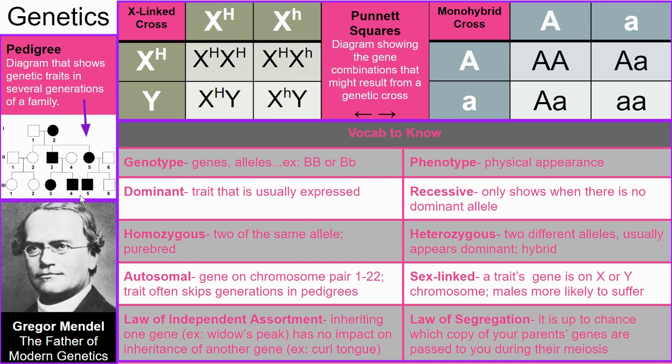It's a good way for people who are having a career in genetic counseling to be able to talk to their clients about the chances of possibly having an offspring with a genetic disorder. So Punnett squares show combinations for just one genetic cross. Pedigrees show combinations for an entire family.